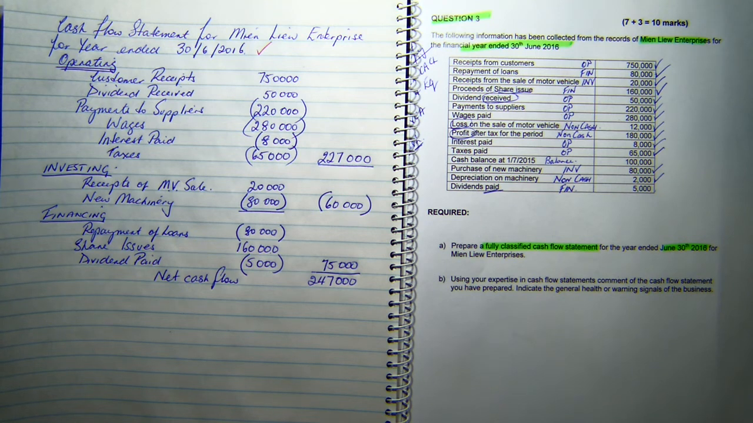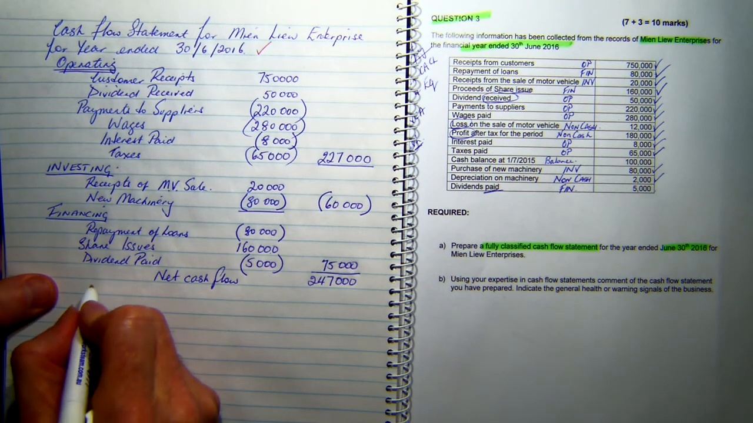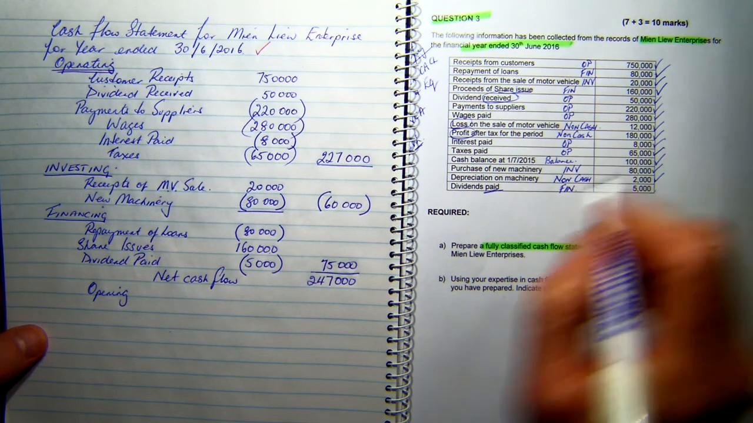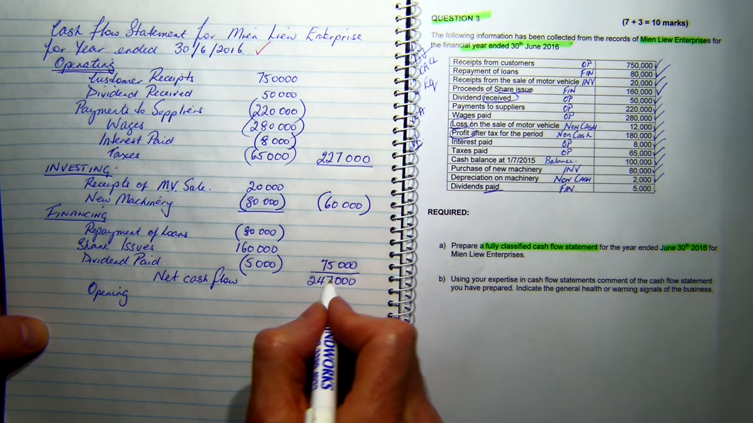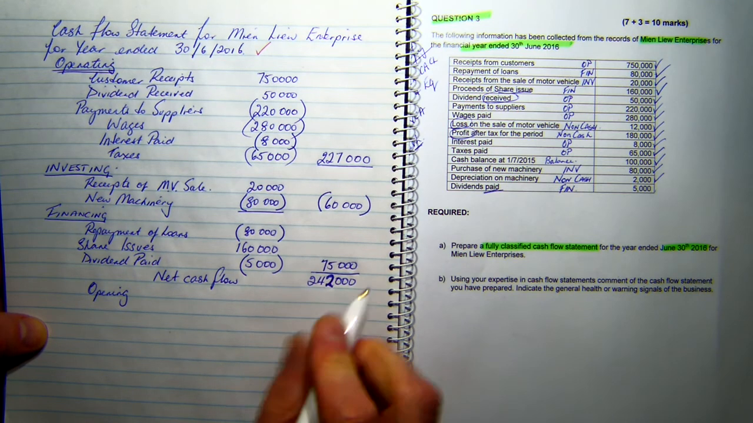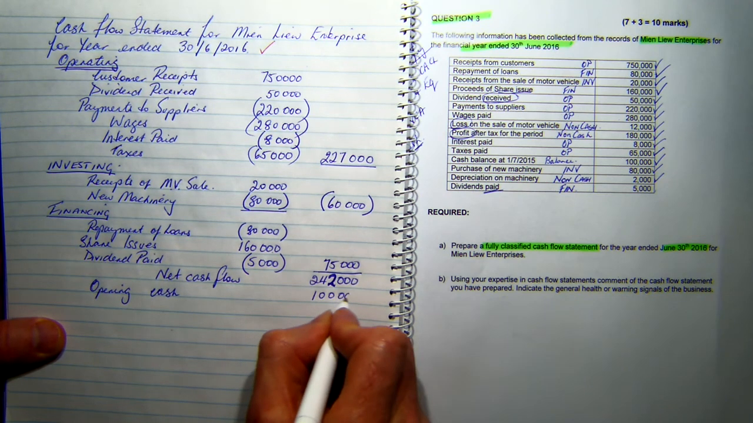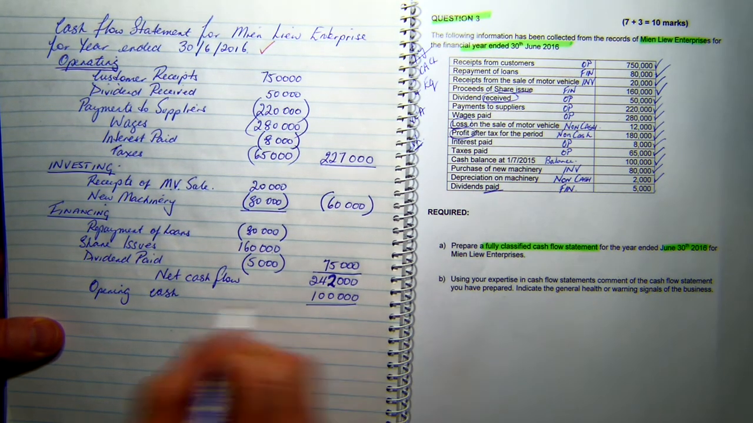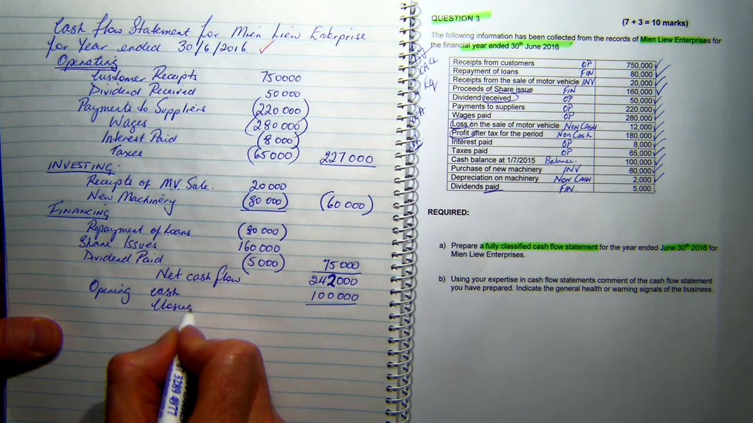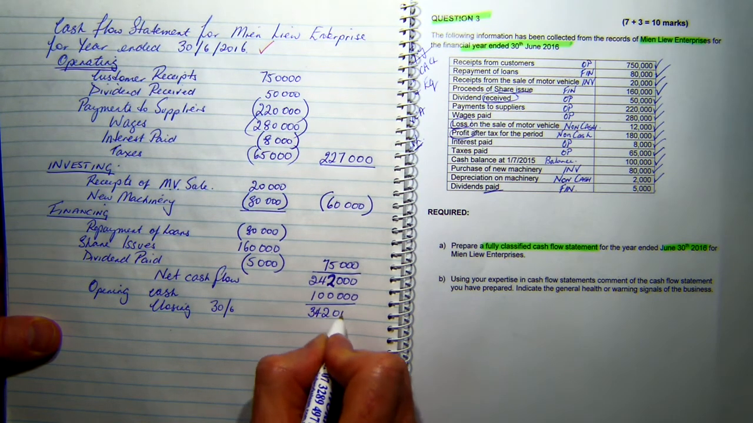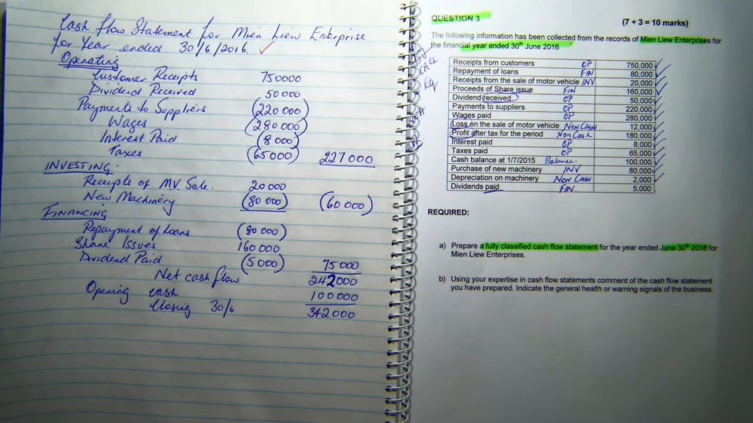All right. Next, we want our opening cash. And we mark that down as a balance, and that was 100,000. Sorry, 242. I thought that looked a little bit weird. 242. Opening cash is 100,000. And that gives me closing at the 30th of the 6th of $342,000. So that then means that we've completed our cash flow statement.